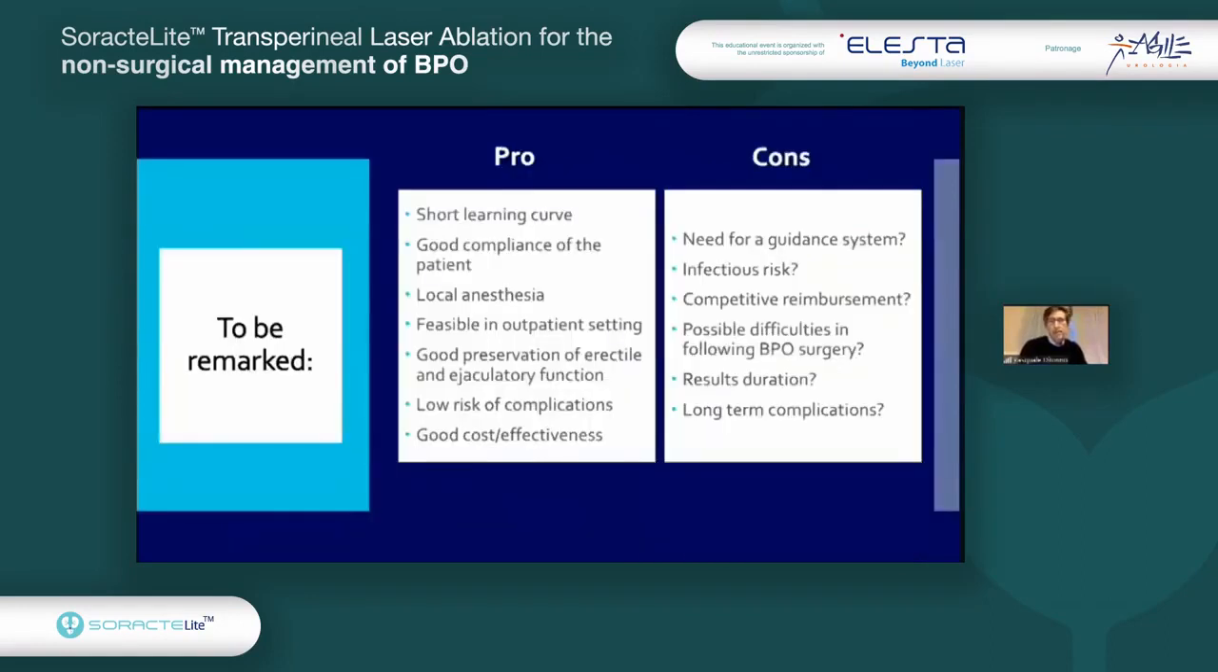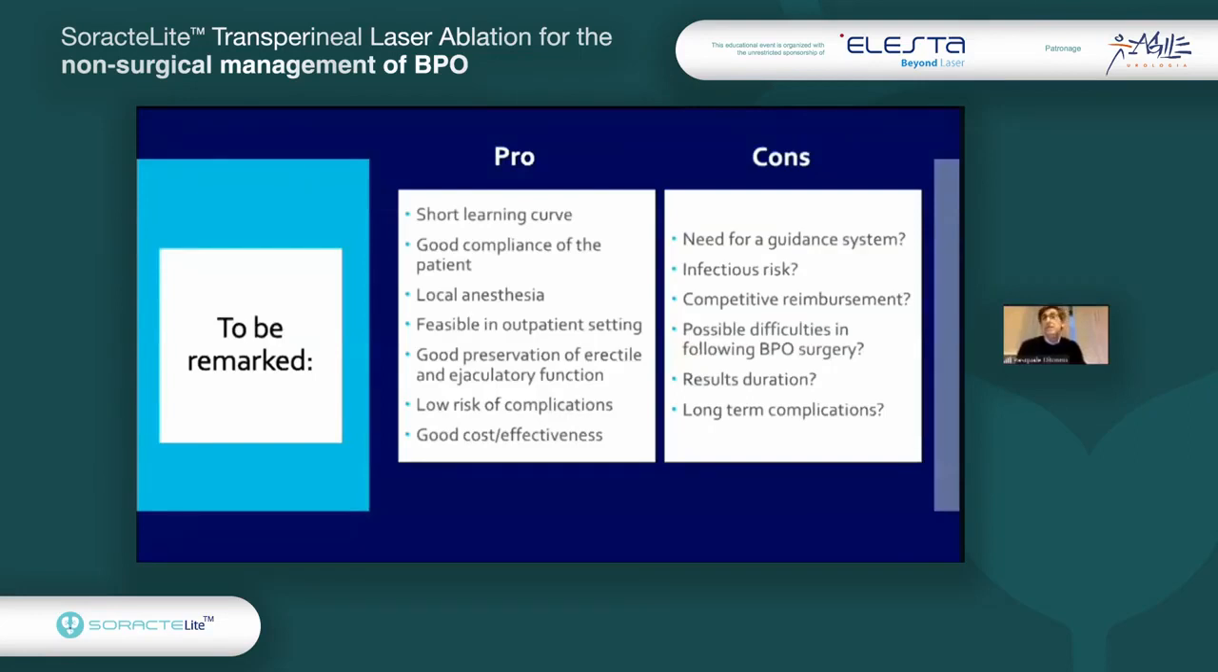So what are the pros? Short learning curve, good compliance by the patient, local anesthesia, feasible in outpatient setting, good preservation of erectile and ejaculatory function, low risk of complication, a good balance between cost and effectiveness.